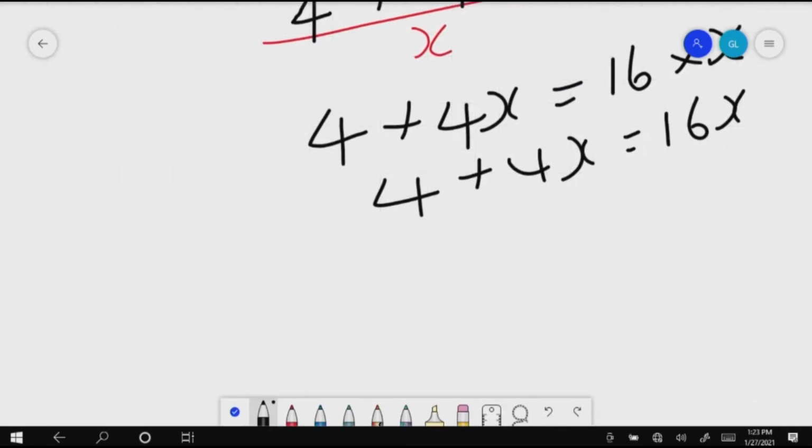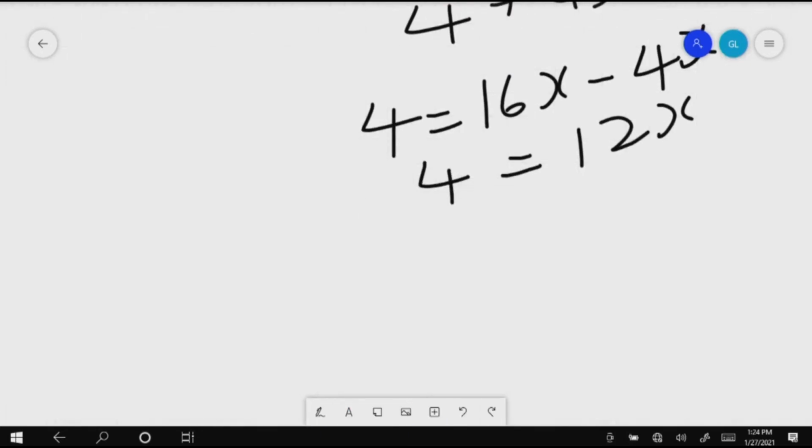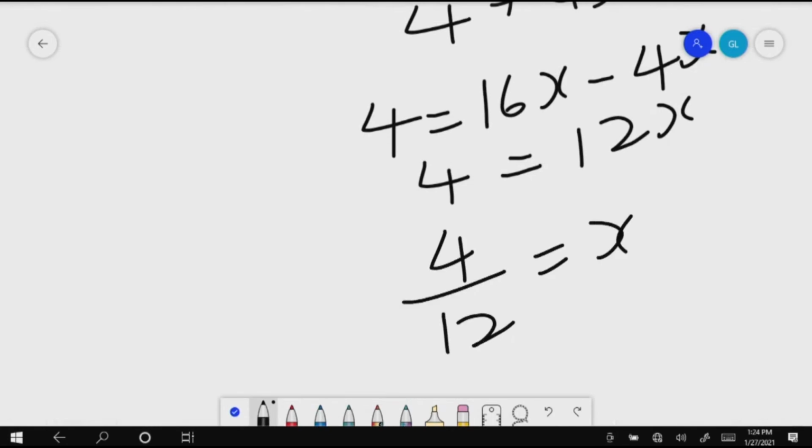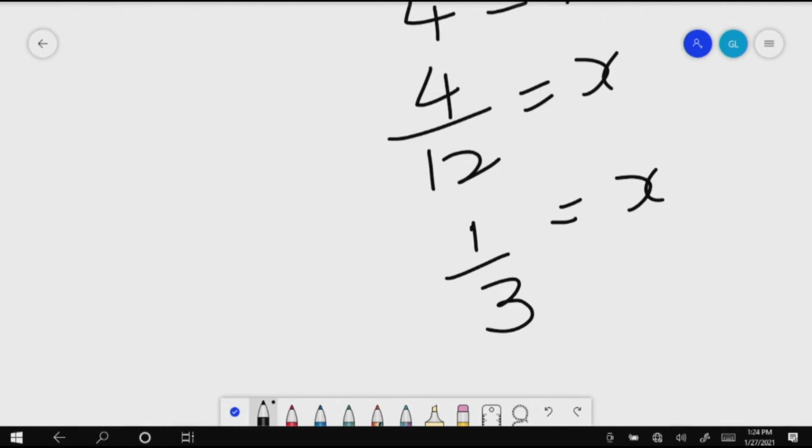So we have 4 equal to 16x minus 4x, grouping the like terms, where we have 4 equal to 12x. Where we have 4 divided by 12 gives us x. Therefore, x would equal 1 upon 3. That solution would be B.